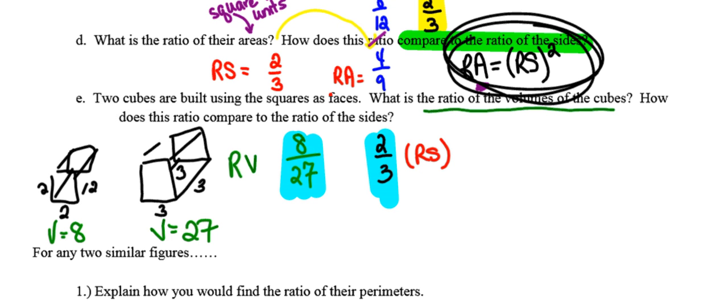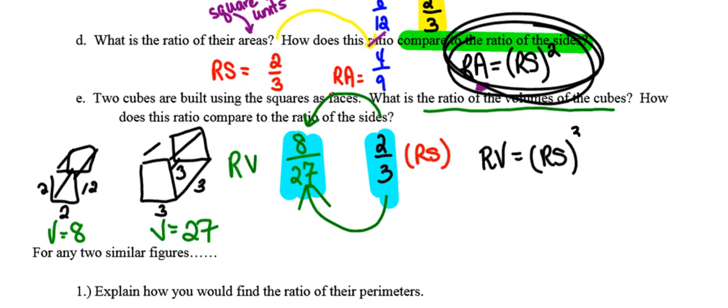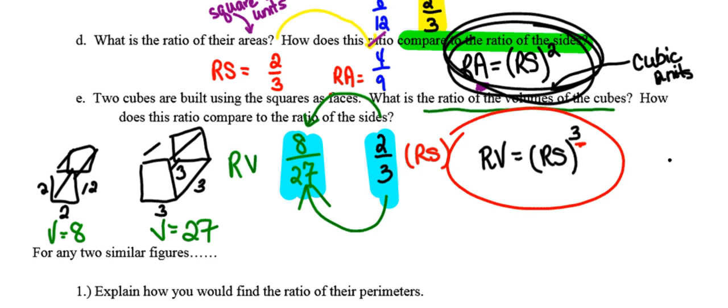Well, if I take the 2 and I cube it, I end up with 8. Take the 3 and cube it, I end up with 27. So the big key idea here is that to find the ratio between the two volumes, you're going to take the ratio between any two corresponding sides, and you're going to cube it. And again, this I remember because volume is always measured in cubic units. Cubic inches, cubic centimeters, some kind of cubic units. And that's how I remember that in order to find the ratio of the volumes, I take the ratio of the sides and I cube it.